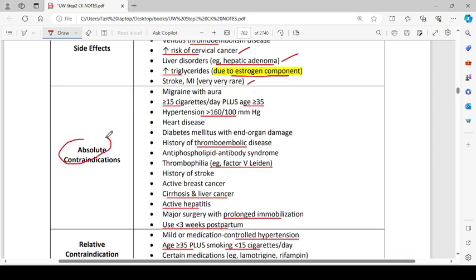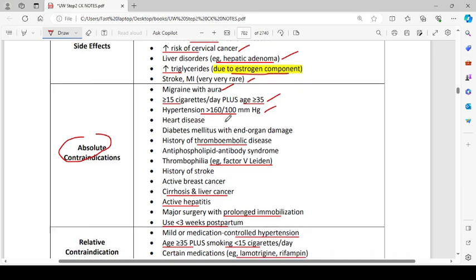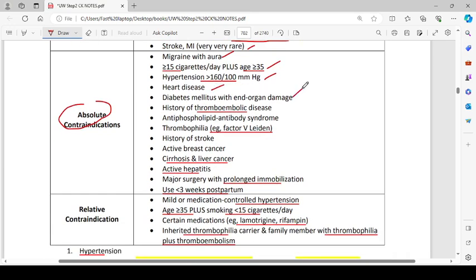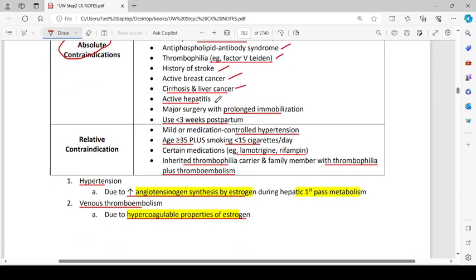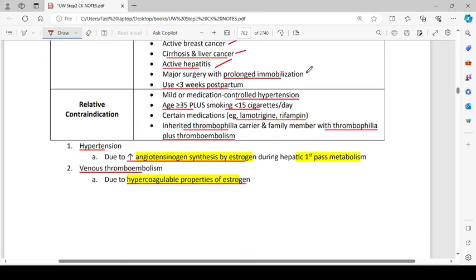Absolute contraindications are migraine with aura, more than 15 cigarettes per day plus age more than 35, hypertension more than 160 millimeters of mercury, heart disease, diabetes with end organ damage, history of thromboembolic disease, antiphospholipid antibody syndrome, thrombophilia factor 5 Leiden, history of stroke, active breast cancer, cirrhosis and liver cancer, active hepatitis, major surgery with prolonged immobilization, and use of less than 3 weeks postpartum.